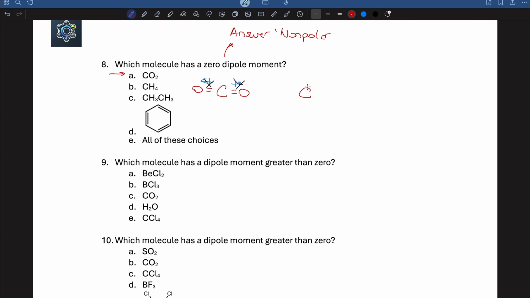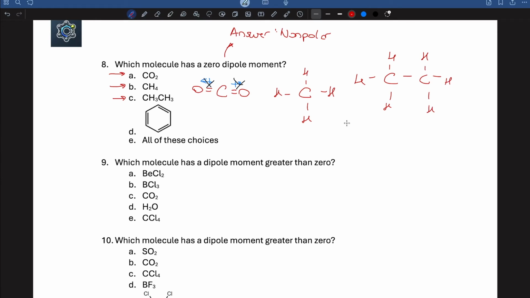CH4: carbon-hydrogen bonds are not polar, and so no arrow should be drawn. Therefore, this structure is definitely overall nonpolar. My apologies, CH3, let's draw this one out. Again, carbon-hydrogen bonds as well as carbon-carbon bonds are all nonpolar, and so this structure is still overall nonpolar. So this one is also correct.